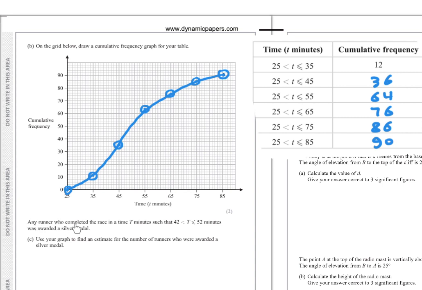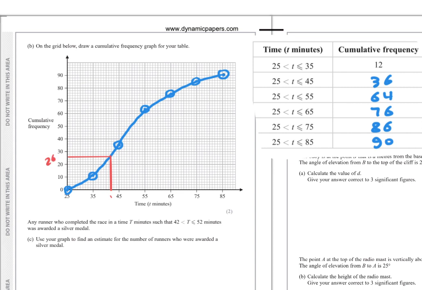Any runner who completed the race in a time t minutes, such that t is more than 42 and less than or equal to 52 minutes, was awarded a silver medal. Use your graph to find an estimate for the number of runners who were awarded a silver medal. So we need to find the number between 42 and 52. From 42, draw a line. The corresponding number to 42 is 26. So 26.